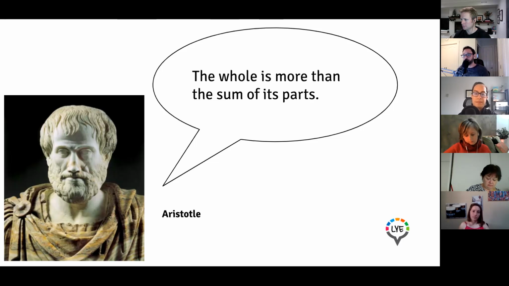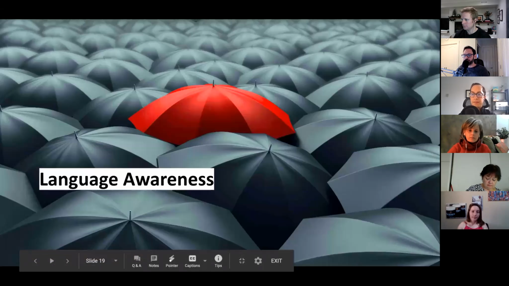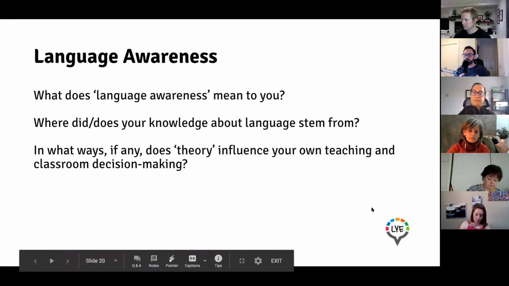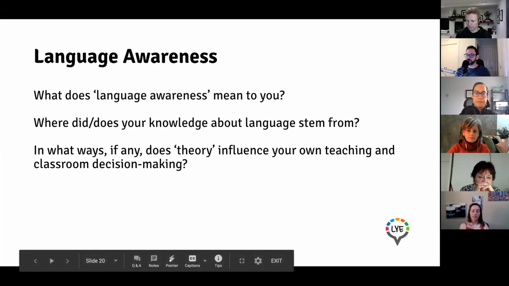So we're going to start by looking at language awareness. So the first thing that we have to ask everyone here is to perhaps use the chat box to tell us the following. What does language awareness mean to you? Where does your knowledge about the language stem from? And in what ways, if any, does theory influence your own teaching and your own classroom decision making? So I want everyone to think about that.